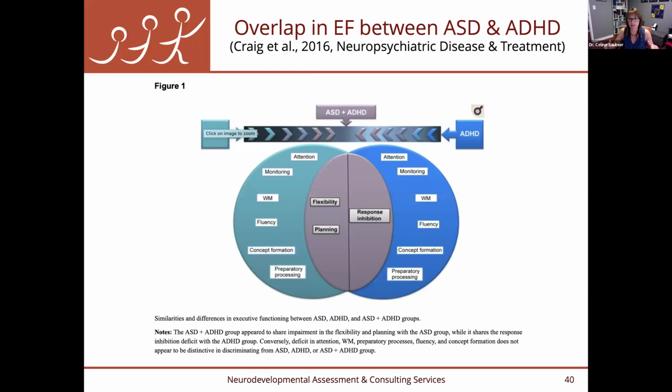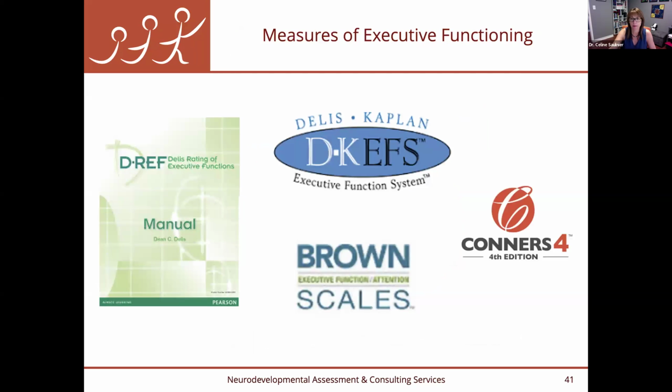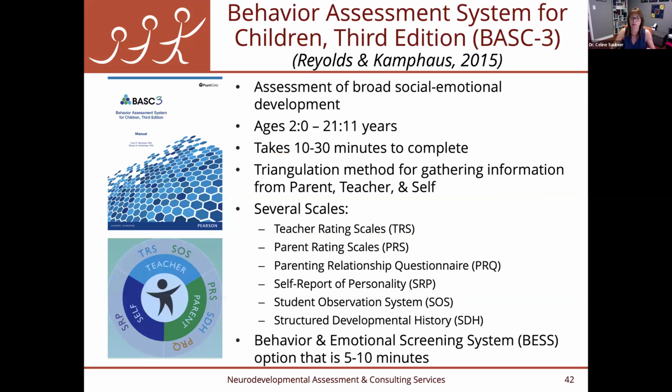And there's this one interesting study that shows you're going to see it across both disorders, but what seems to be more specific to autism is inflexibility and difficulty with planning, and what's more specific to ADHD is response inhibition. And then there are just lots of measures for executive functioning that I will do a screener for as part of my diagnostic evaluations. And then social emotional functioning.